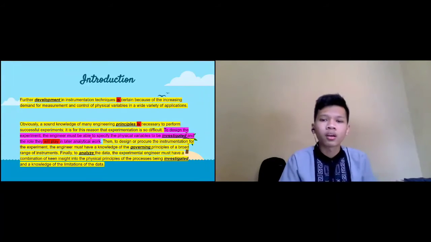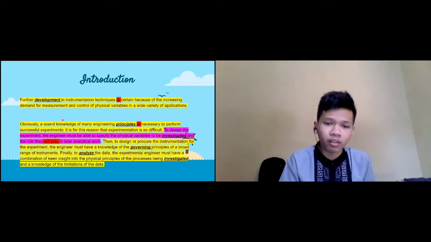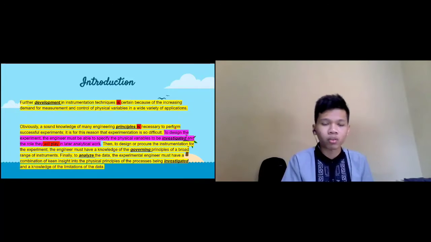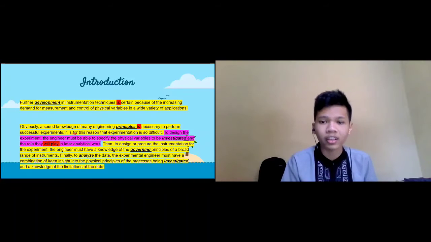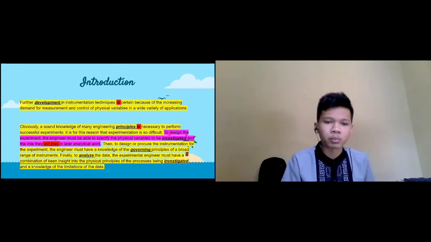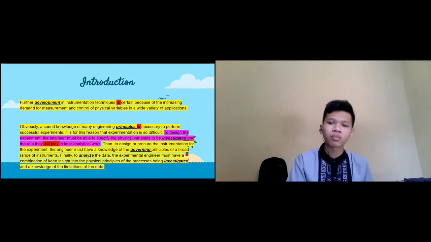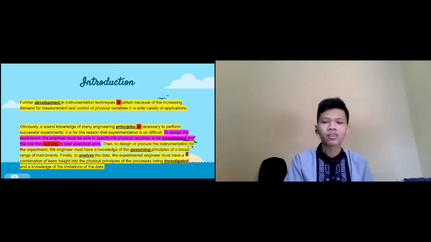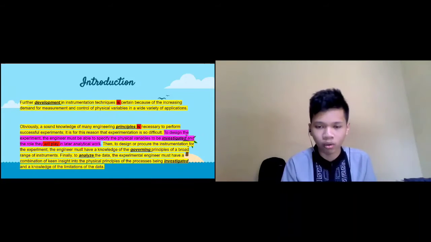Now, in the first sentence you can see it's still using the simple present. And in the third paragraph: obviously, a sound knowledge of many engineering principles is necessary to perform successful experiments. It is for these reasons that experiments are so difficult. To design the experiment, the engineer must be able to specify the physical variables to be investigated and the role they will play in later analytical work.